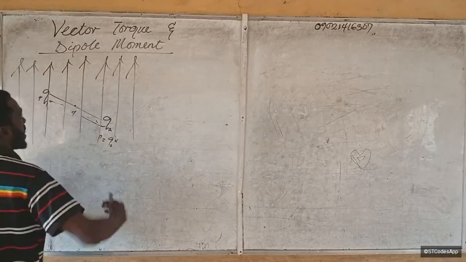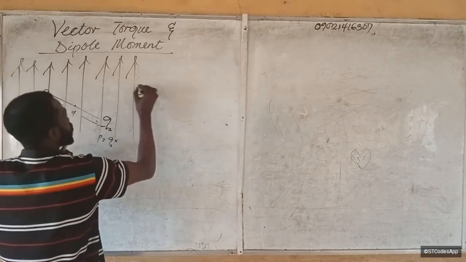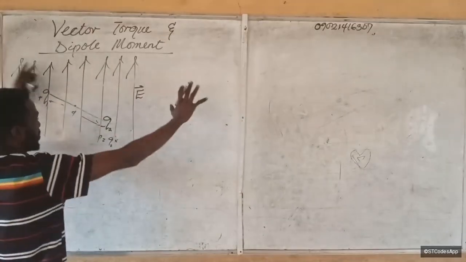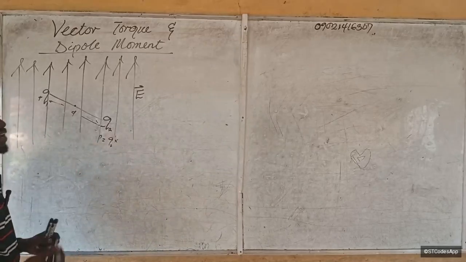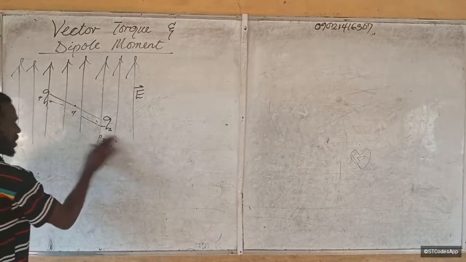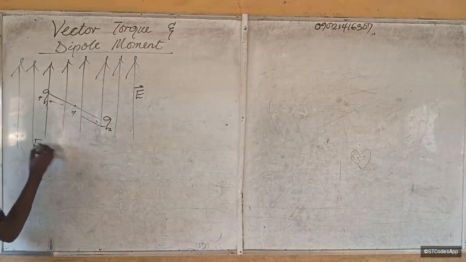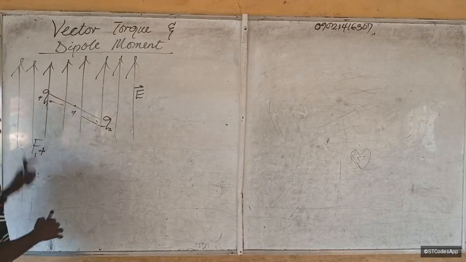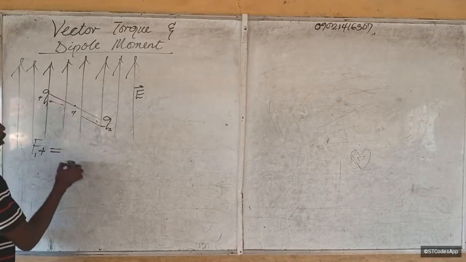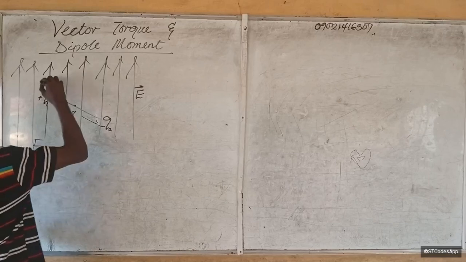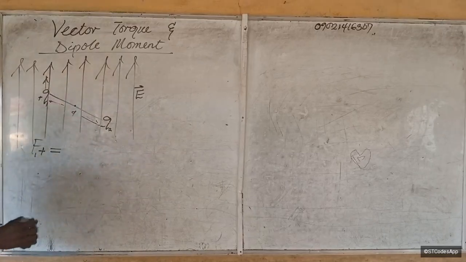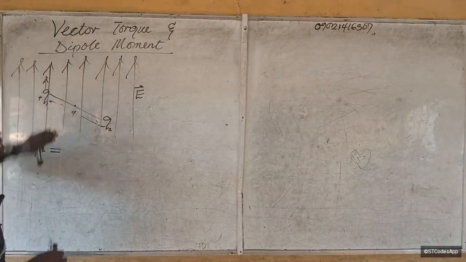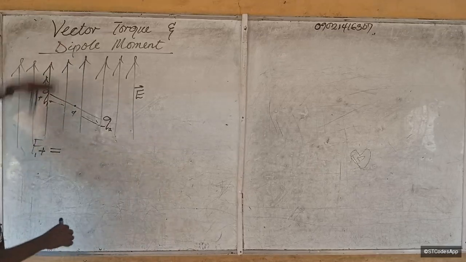So now, if this is my electric field going upwards everywhere on this board, what will happen to this dipole? Let's first analyze the force. The force on my first charge, let's call it F1, or F positive, is going to be upward, along the direction of my E. That's for my positive charge. It's going to move in the direction of my E.